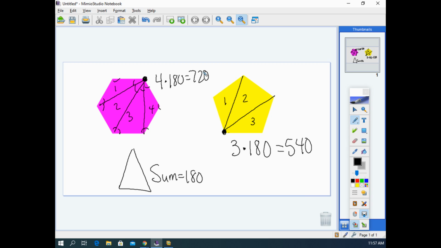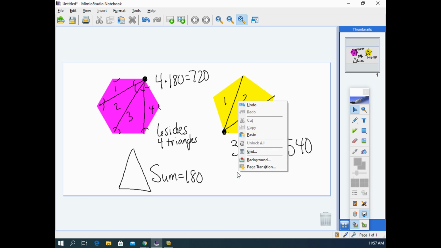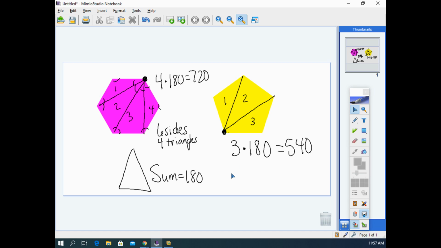However, we don't want to have to draw shapes every time we want to figure it out, so there's a formula. If you notice, the hexagon has 6 sides. This is a 6-sided shape. And it created 4 triangles. Notice in the pentagon, it's a 5-sided shape, and it made 3 triangles. Notice that the number of triangles we create is 2 less than the number of sides.